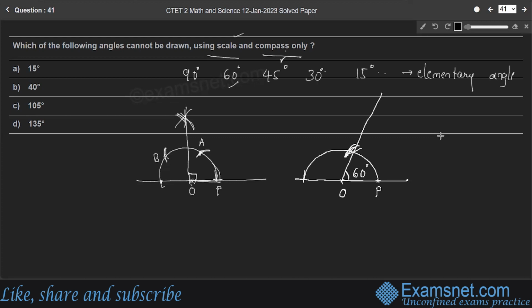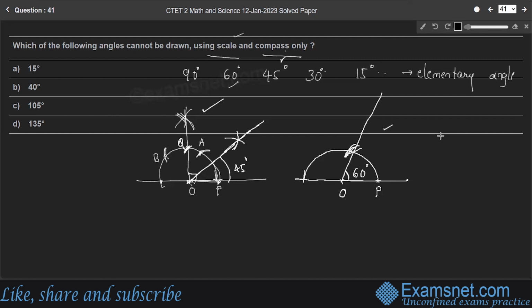To draw a 45-degree angle is very easy. Consider this 90-degree angle. From P as center, with the same radius, draw an arc here. We name the point of intersection Q. With Q as center and the same radius, draw one more arc. Join a line from O to the point of intersection. This gives you a 45-degree angle.